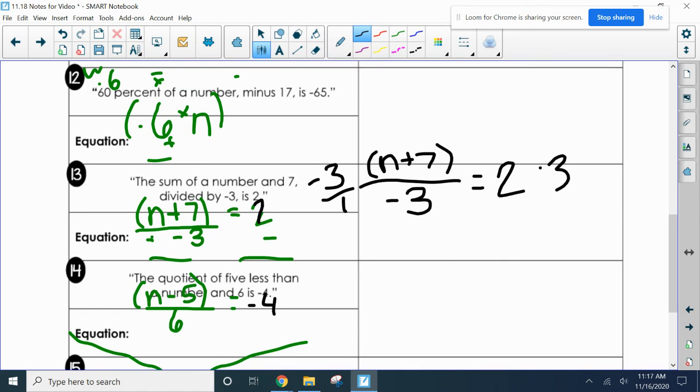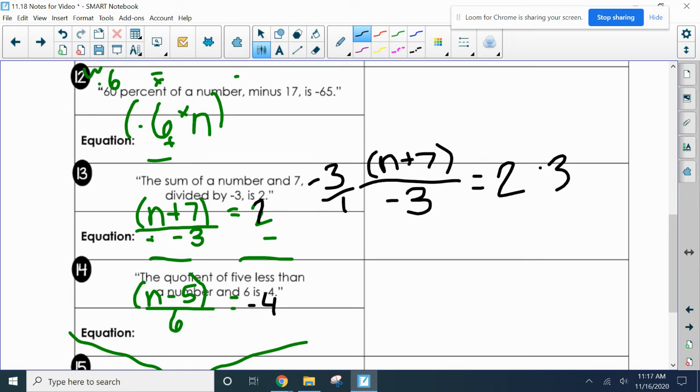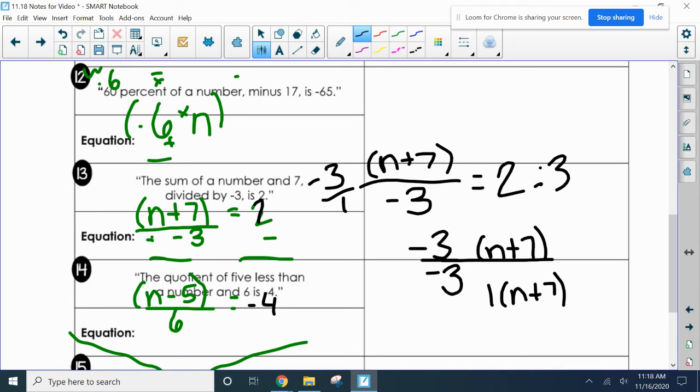So you could say negative 3 over negative 3 times n plus 7. And negative 3 over negative 3 is 1, so 1 times n plus 7 is just n plus 7 equals 2 times negative 3. 2 times 3 is 6, positive and negative is a negative. So equals negative 6. And then we just have n plus 7 equals negative 6, because n plus 7 times 1 is just n plus 7. So let's rewrite this. N plus 7 equals negative 6.